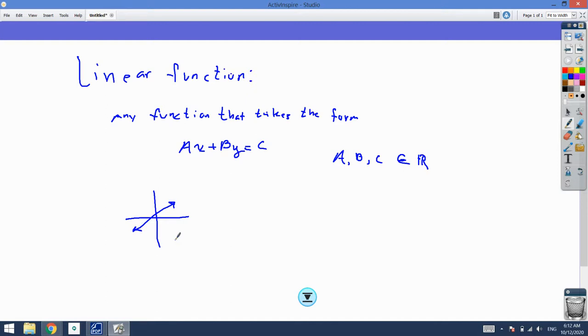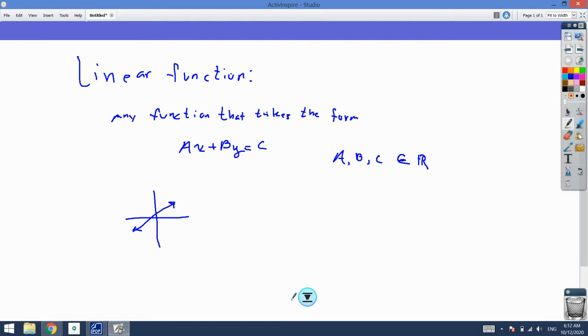So ax plus by equals c. A linear function is defined by any function that takes the form of that. There's, as I said, another definition that we'll take a look at next time, but I wanted to give you guys also another look into the other types that this thing could be seen as.